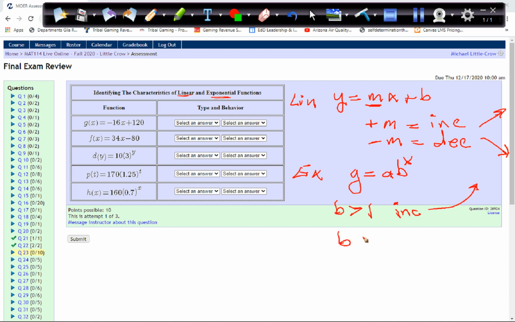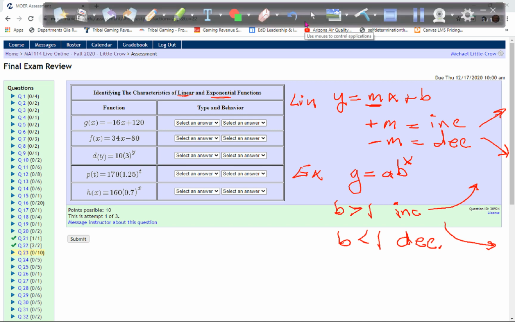If b is less than 1, so that's less than 100%, we're losing some, and so that means we're decreasing. And those types of exponentials kind of go down like this, so they're decreasing this way. That's the quickest way to take a look at what we're doing.